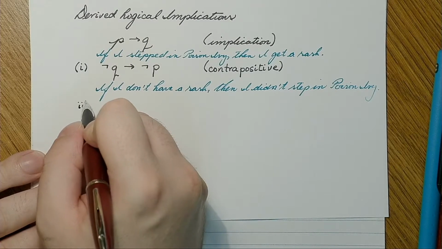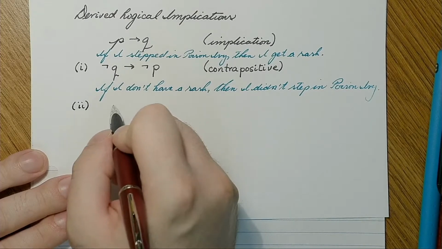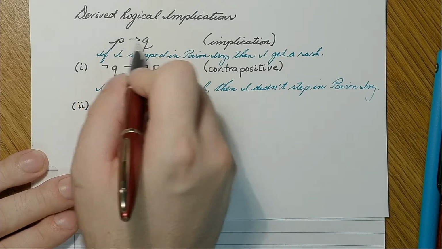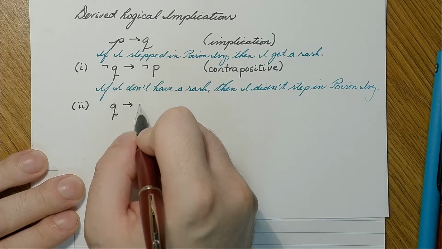The next one we can do is the converse. And so if I had P implies Q, the converse would be Q implies P.